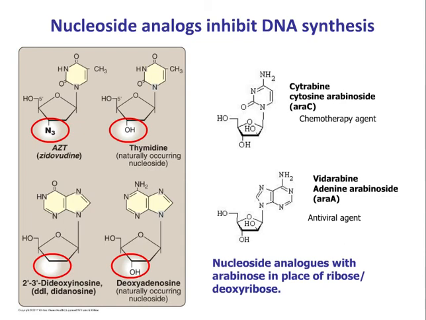Other nucleoside analogs replace the ribose or deoxyribose sugars with an epimer of ribose, arabinose. Cytarabine, or cytosine arabinoside, commonly abbreviated ARA-C, is a chemotherapy agent, while vidarabine, or adenine arabinoside, is utilized as an antiviral agent in the treatment of herpes.